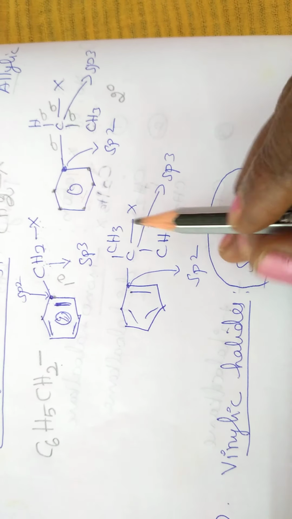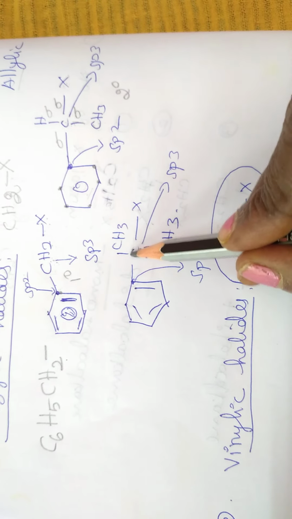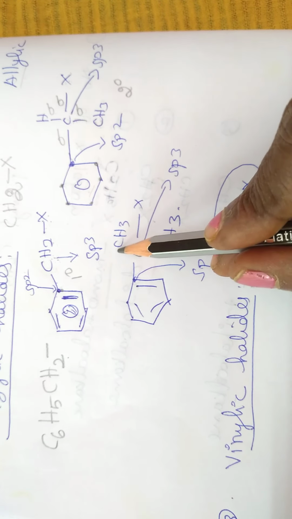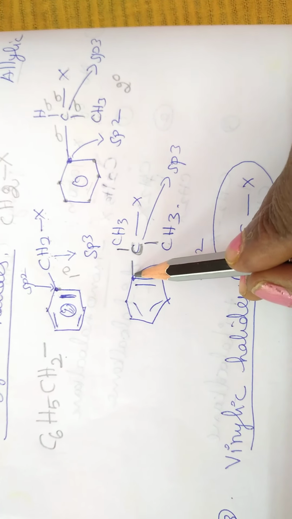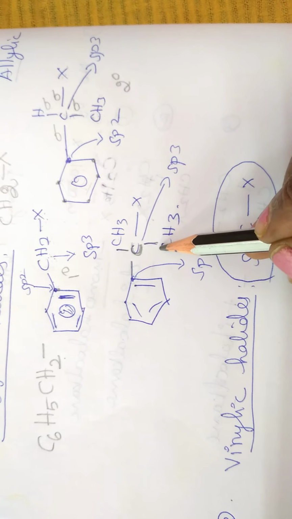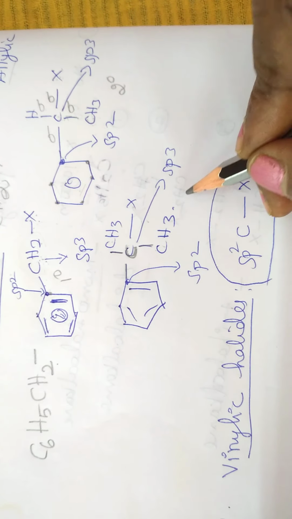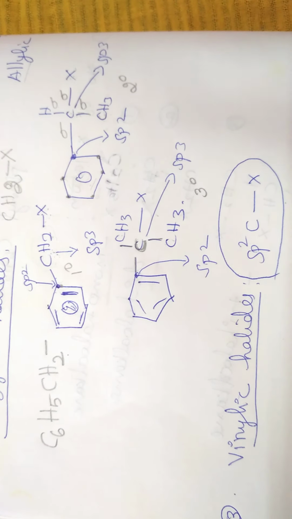Let me take another one. You see, this is the functional group carbon. This carbon is directly attached with how many carbon atoms? 1, 2, 3. So it is directly attached with 3 carbon atoms. So it is known as a tertiary benzylic halide. I hope you got this one.